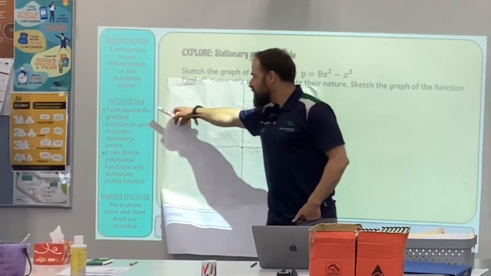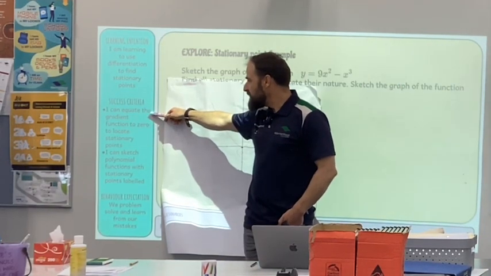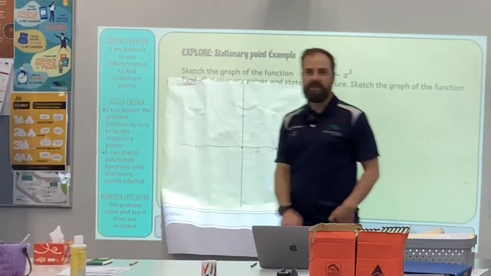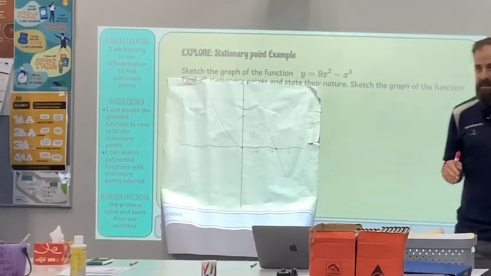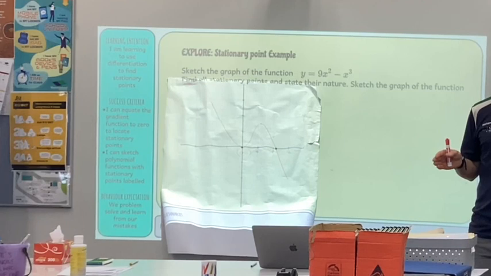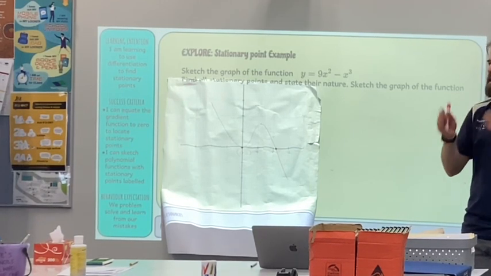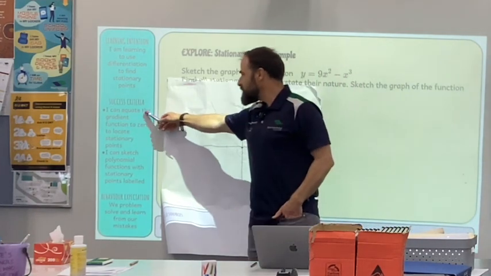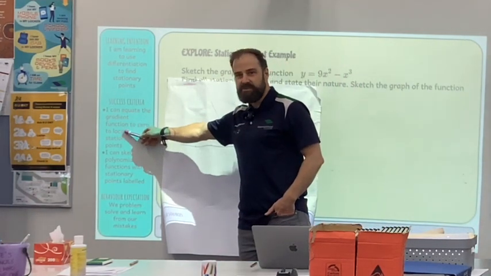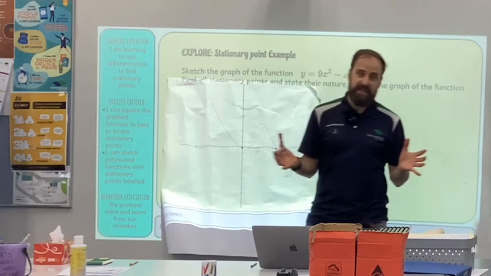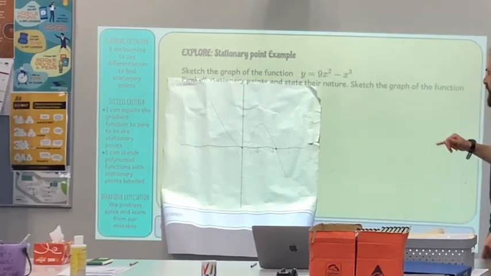Okay. Success criteria. I can equate the gradient function to 0 to locate stationary points. What does equate mean? It's equal to that. So equate means make it equal. This whole success criteria says we're just going to make the gradient function, the derivative, equal 0 to find the stationary points. That's exactly what we're going to do.